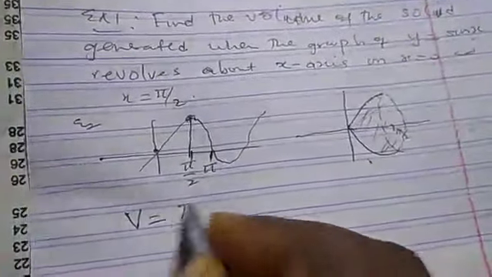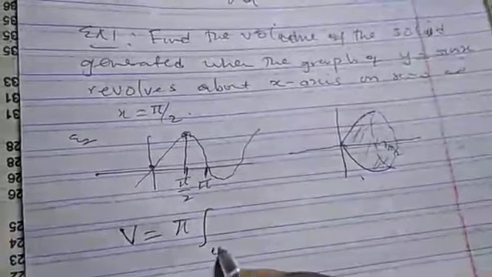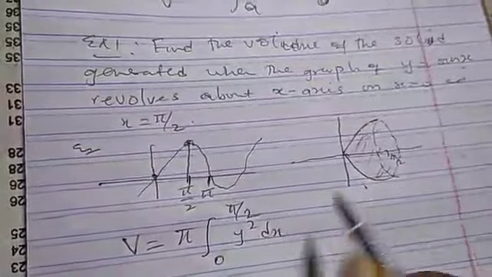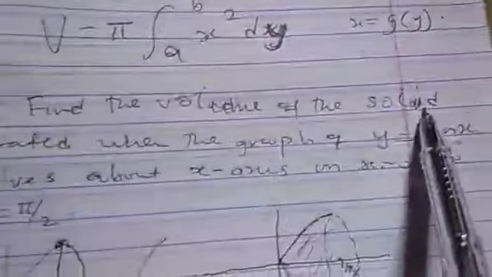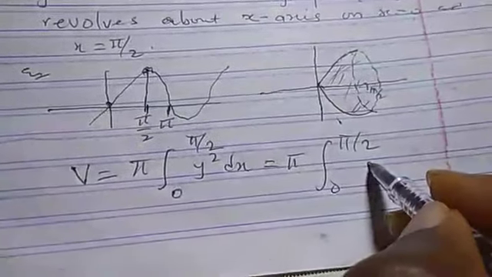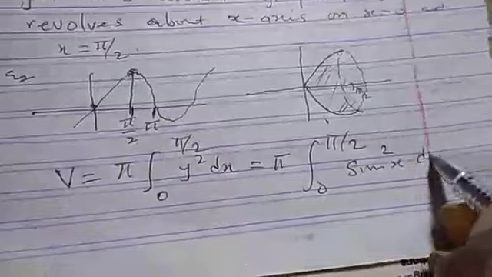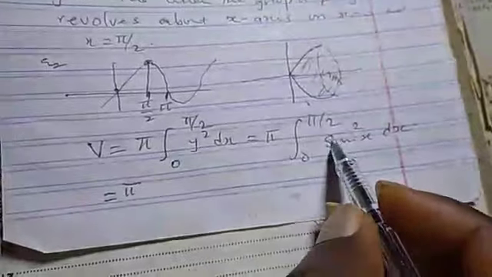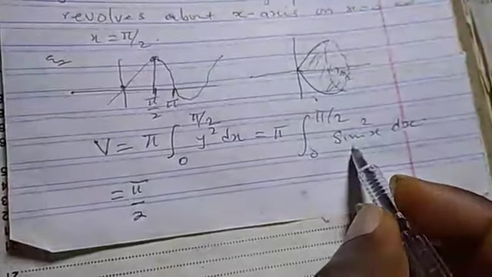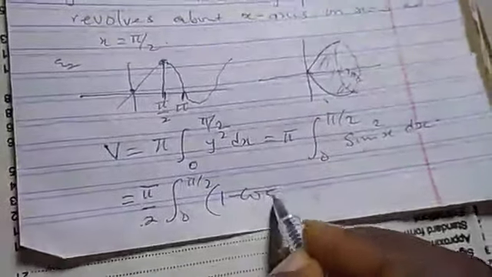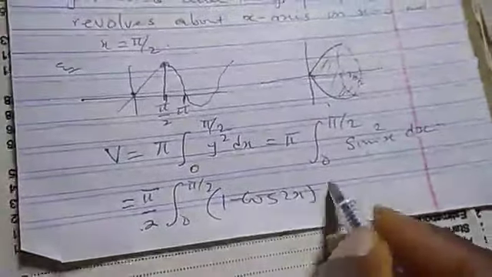So the volume is pi integral from 0 to pi over 2, since it's rotated about x-axis, of y squared dx. So this is our y squared. This is our y. So our answer is pi integral from 0 to pi over 2. Our y is sin x. So that place will be sin squared x dx. And I've taught you how to integrate sin squared x. I'll use the formula. This says sin squared x is one half, this is the half here, into 1 minus cos 2x dx.